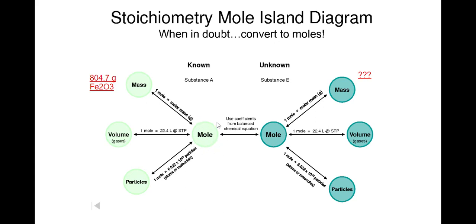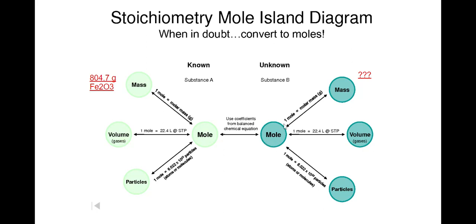So first, I need to convert that into moles, which is part of why we practiced it. First, you need to know moles. Moles is how we compare different substances. So first convert it into moles. Then you're going to use the coefficients from the balanced chemical equation to convert moles of one substance into the other substance. In this case, we had moles of Fe2O3, and it asked for moles of aluminum oxide. So we're going to go there.